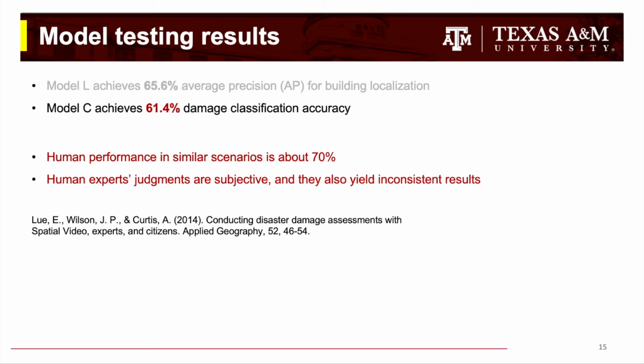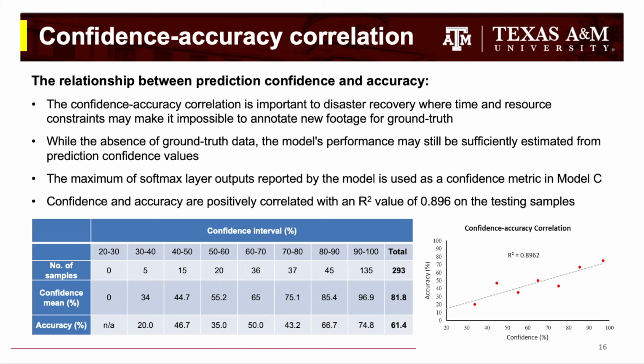At first glance, 61.4 seems not very promising. However, human performance in similar scenarios is around 70%. And also human judgment is subjective, which would also yield inconsistent results.